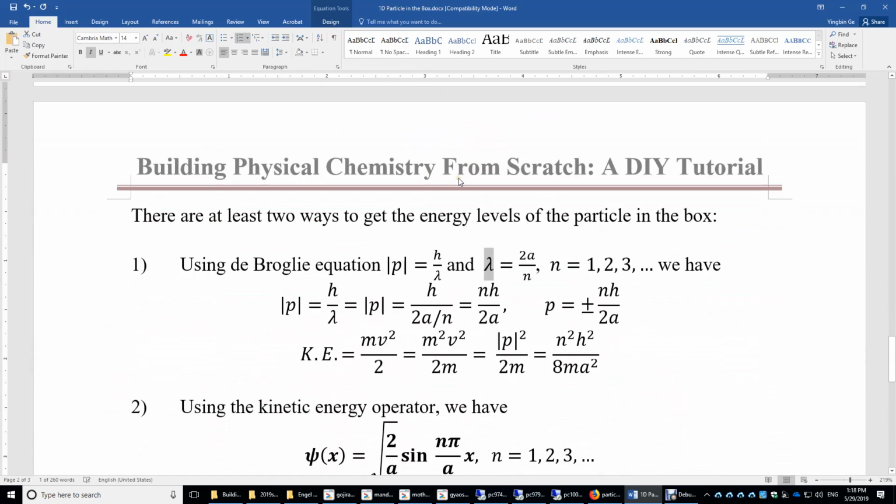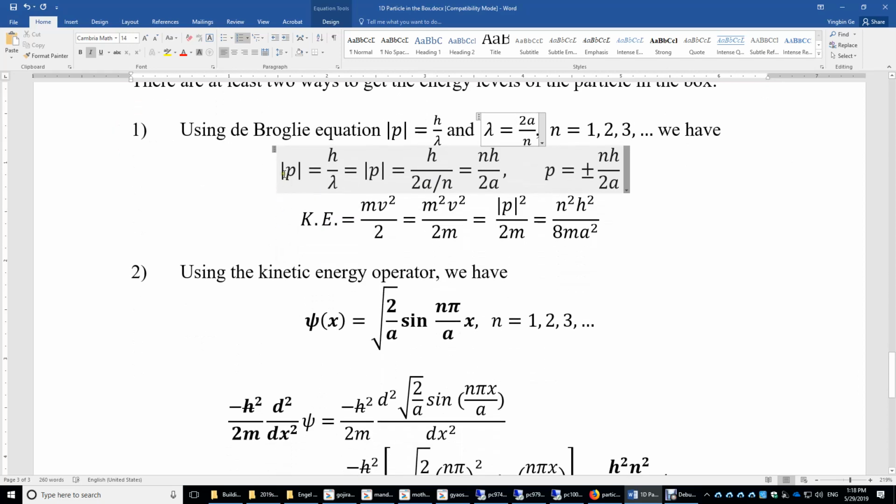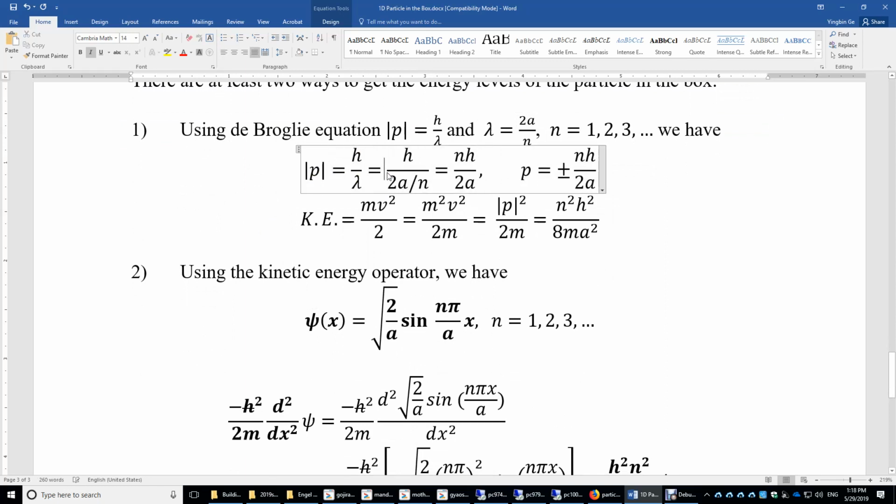So really the general equation is lambda is equal to 2a over n, and n is the quantum number 1, 2, 3, 4. And therefore we can just use the de Broglie equation, p equals h over lambda, and lambda is 2a over n, and therefore we have the magnitude of the momentum, nh over 2a. And this is the absolute value of the momentum, so the momentum is actually plus minus nh over 2a, where n is a non-zero integer, h is the Planck constant, a is the dimension of the box.